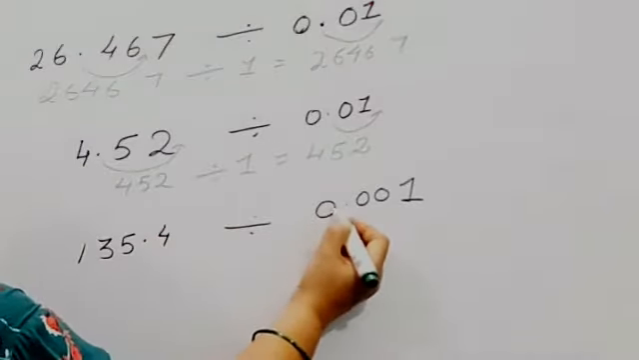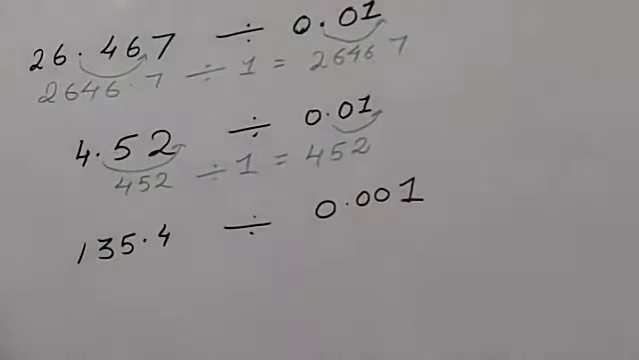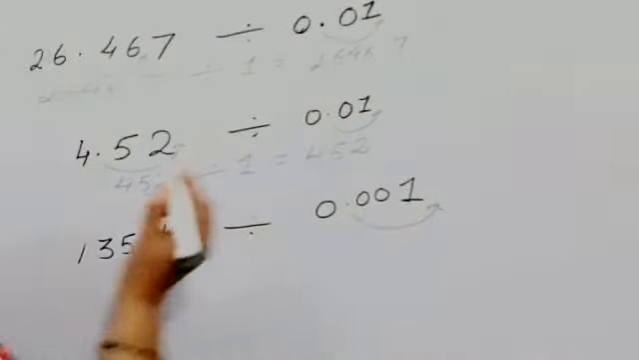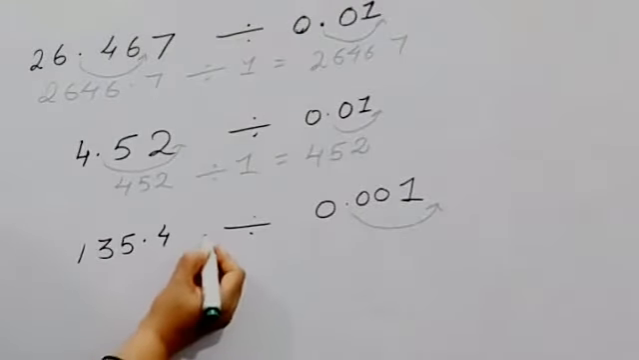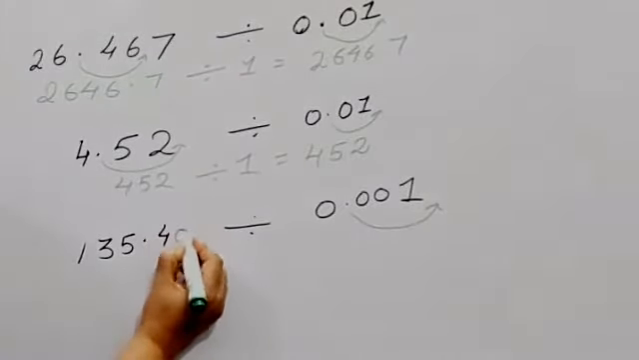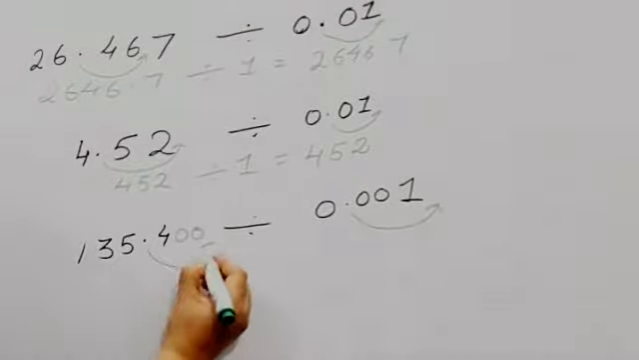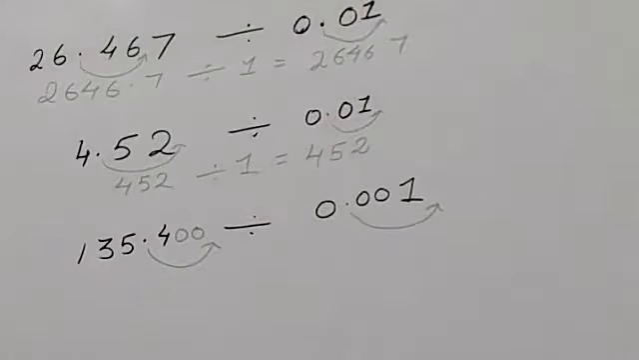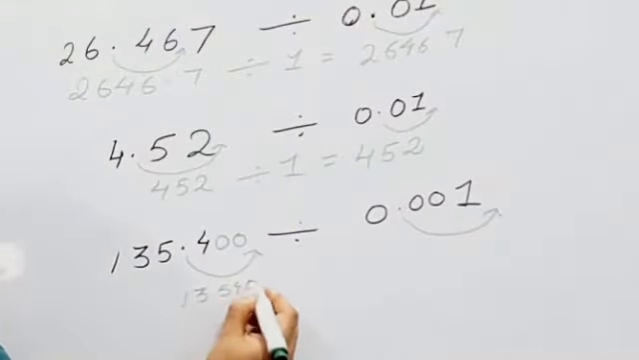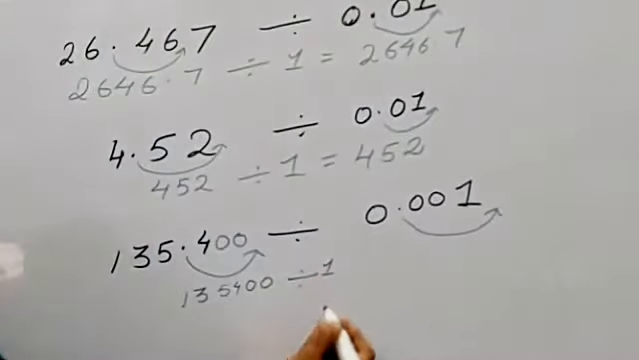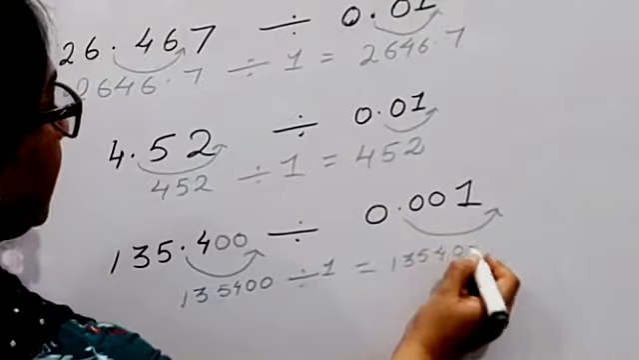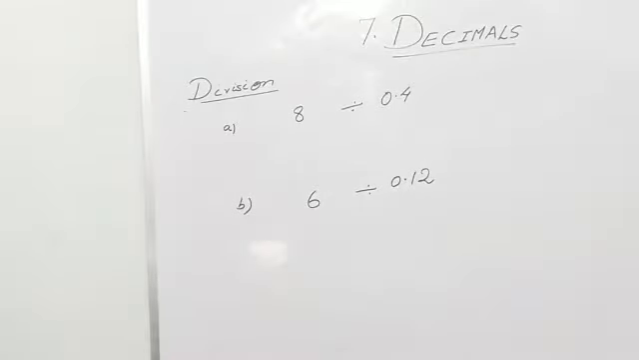135.4 divided by 0.001. Here you see, to make it a whole number, we'll shift the decimal to the right. How many places? 3 places. The same number of places we shift in the case of the dividend too, but we lack digits. So by adding two zeros in the direction of shifting, we can easily shift the decimal 3 places to the right in the dividend. Children, hence the number changes to 135,400 divided by 1. Again, the answer is the number itself, 135,400.